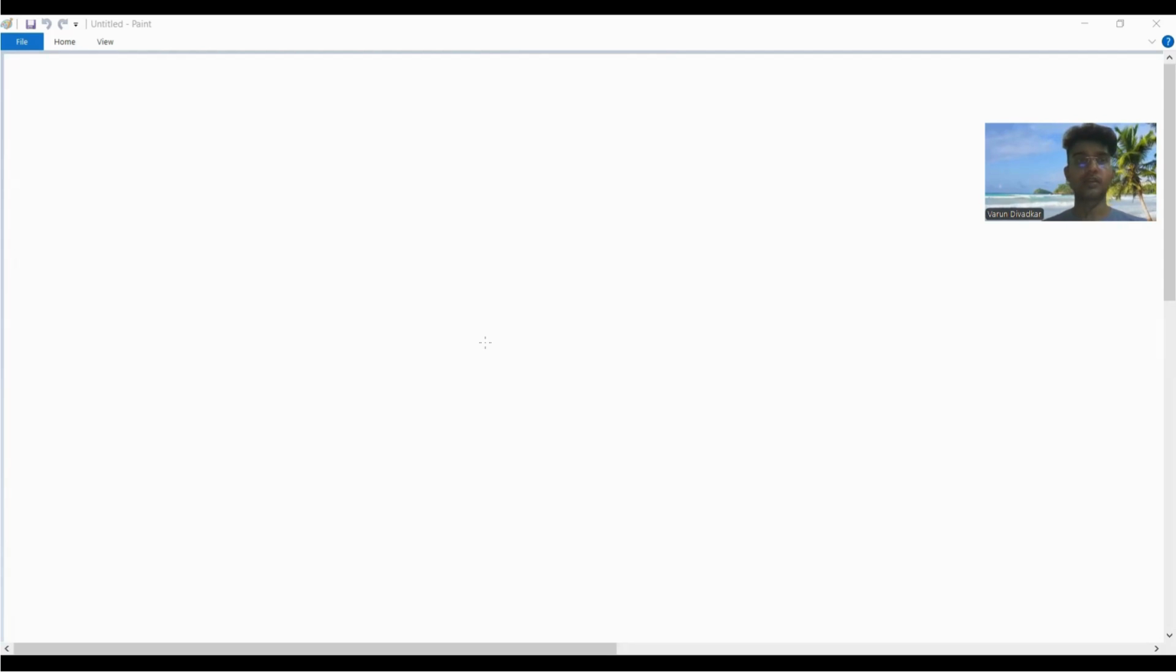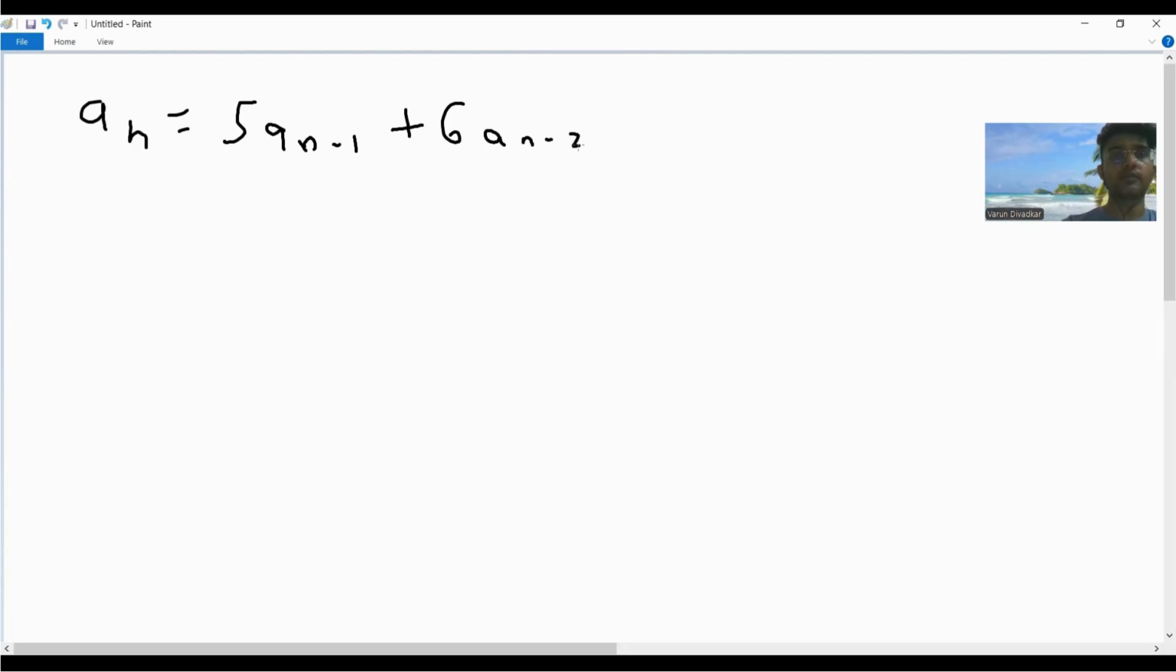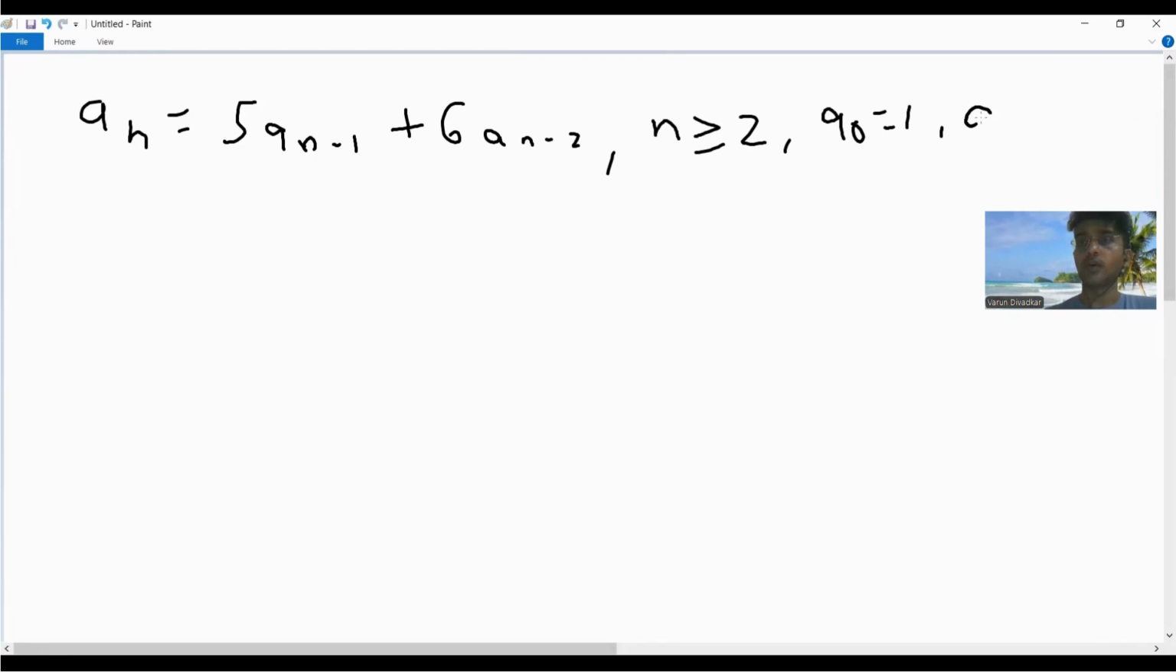Let's say a n equals 5 a n minus 1 plus 6 a n minus 2, where n is greater than or equal to 2, and a naught equals 1 and a1 equals 3. So these are the base conditions. Let's go about solving this.